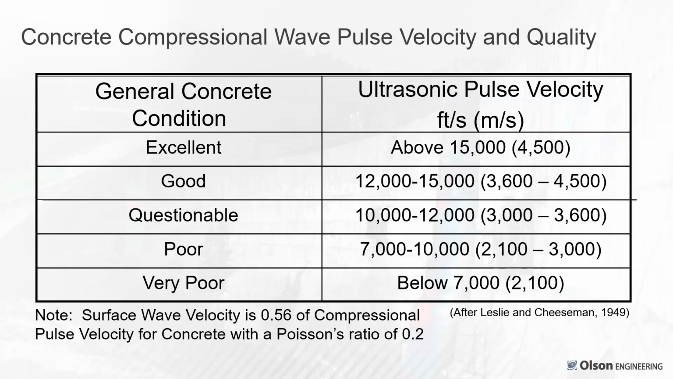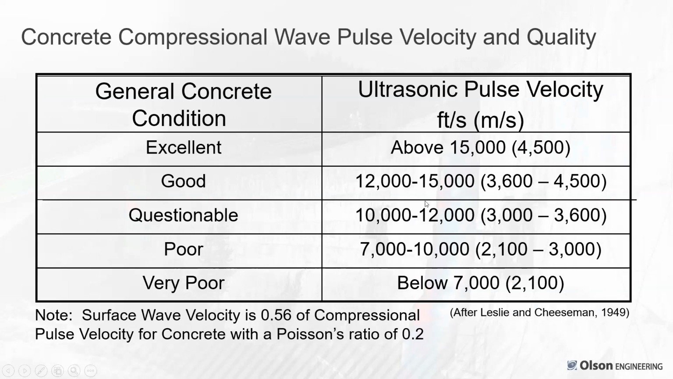So the test has been around quite a while. Leslie and Cheesman in 1949 came up with this table to characterize concrete condition in a general sense based on ultrasonic pulse velocity, the speed of sound, the compressional wave. So above 15,000, excellent quality, very high strength concrete.